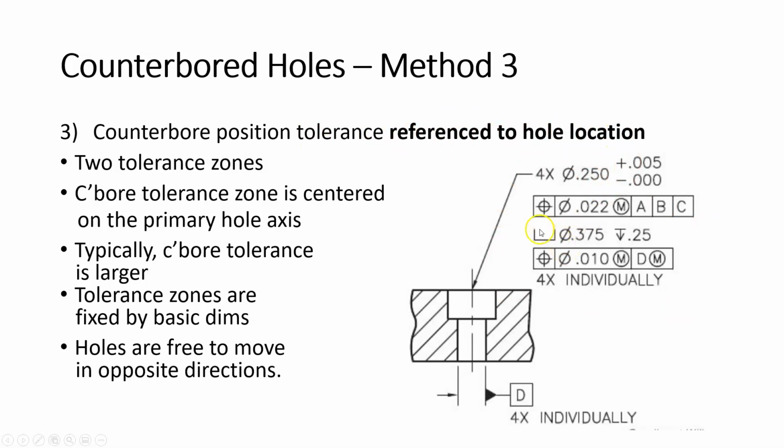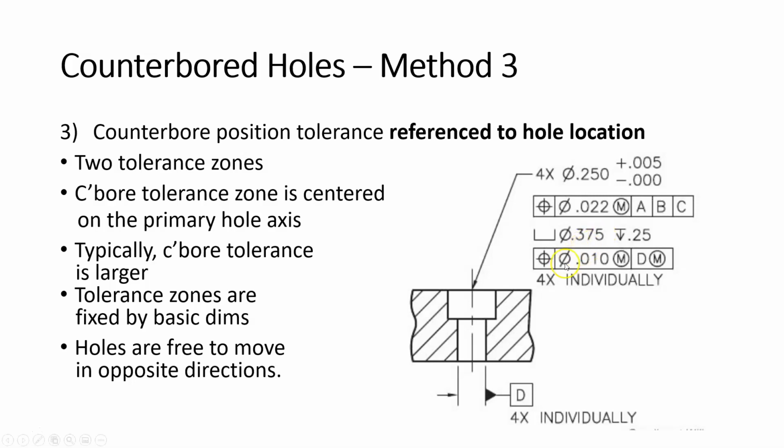So what is the difference here? Well, we still have two feature control frames, one applying to the primary or through holes. But then the second one, I want you to notice the difference here. Notice the datum reference frame. Here we have ABC. In the second feature control frame, we only have D at maximum material boundary. And where is D? D is a datum feature of size on the primary or through hole. So that's the axis.